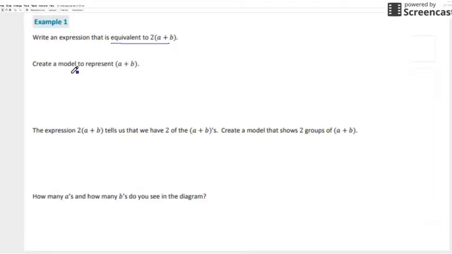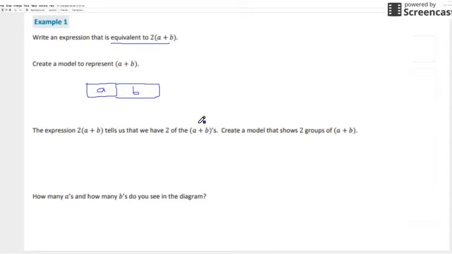So here it says create a model that represents a plus b. Well, it's like before. We have a box here that's represented by a, and we have another box here, maybe even a different size box that's represented by b. So here we go. Here's a model of a plus b.